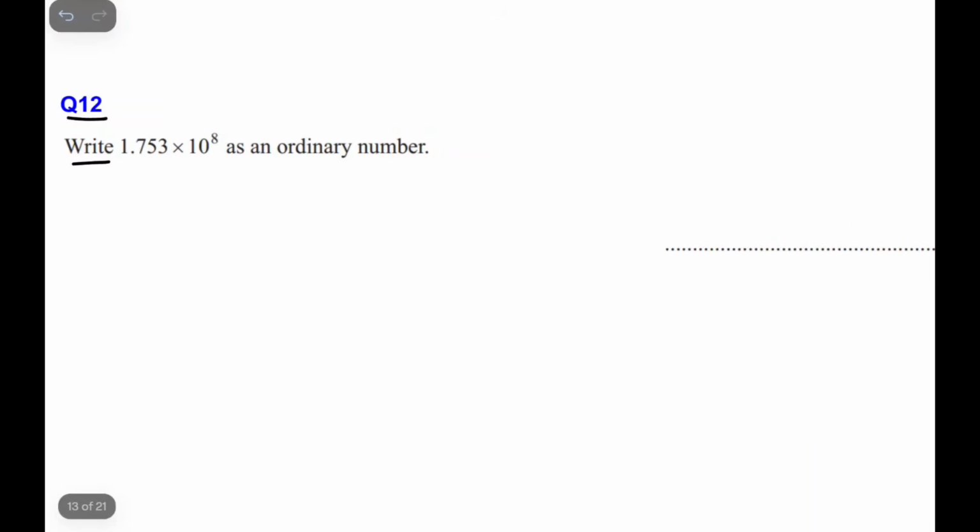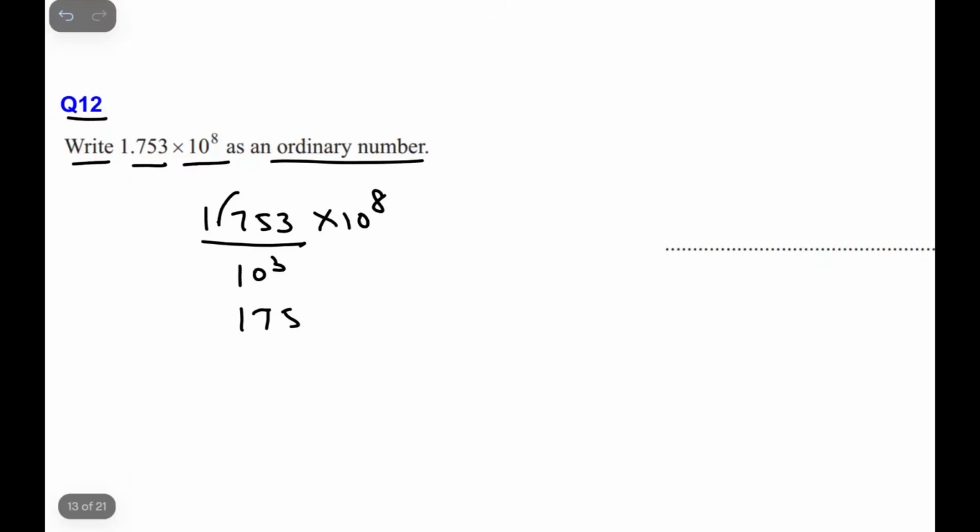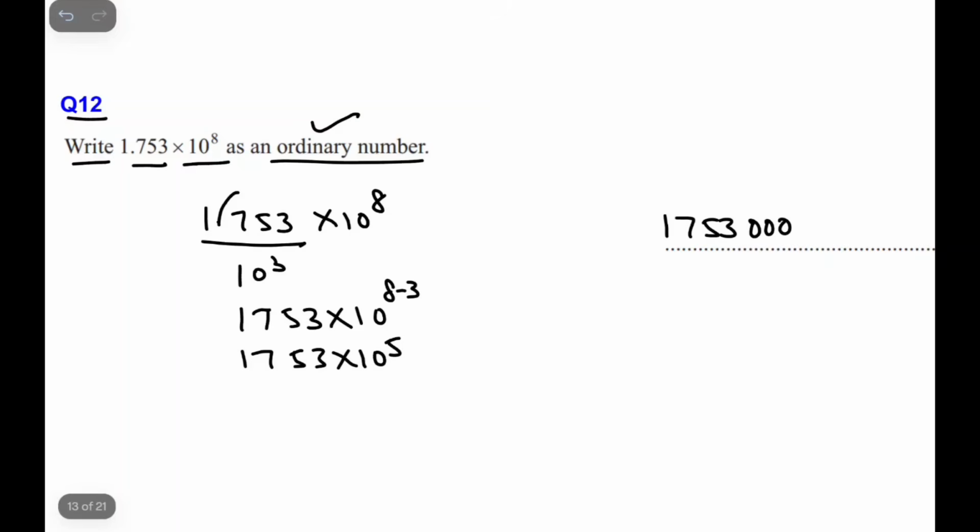Question number 12, write 1.753 times 10 raised to power 8 as an ordinary number. Now if we remove the decimal, we get 10 power 3 in the denominator. So it will become 1753 times 10 power 8 minus 3, which is 1753 times 10 power 5. So we have to write it as an ordinary number. We'll write 1753 followed by 5 zeros. This will be our answer.